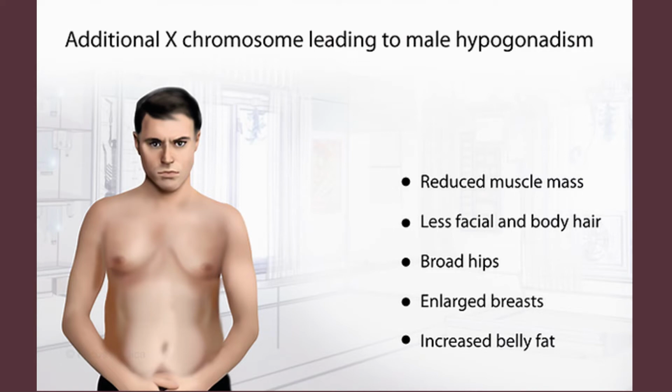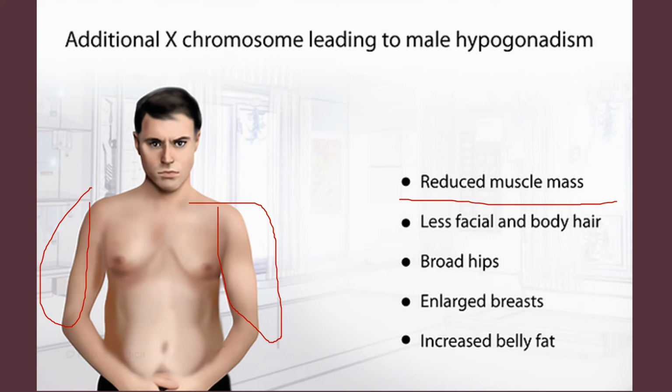Next, this is the Klinefelter's syndrome. No? There's an additional X chromosome leading to male hypogonadism. So, there's a reduced muscle mass. So, instead na pagkalalaki, may daming muscle, di ba? So, yung arms niya, so parang girl. And then, there's less facial and body hair, so medyo makinis sila. There's broad hips. Can you imagine a guy with broad hips and large breasts? And increased belly fat. So, lalaki siya, pero meron siyang mga characteristics ng female.